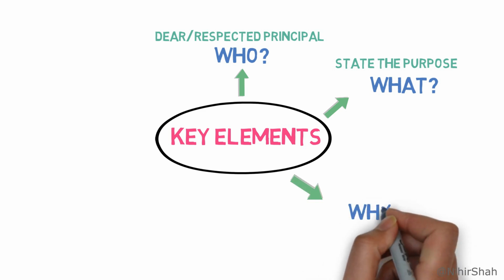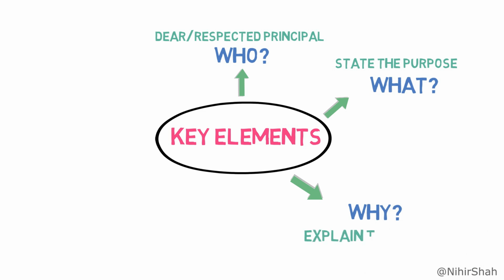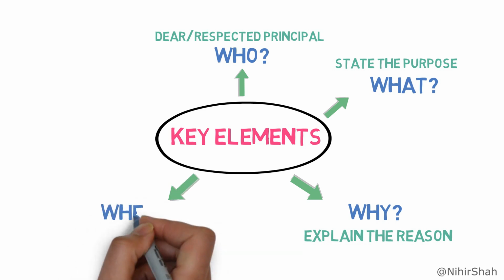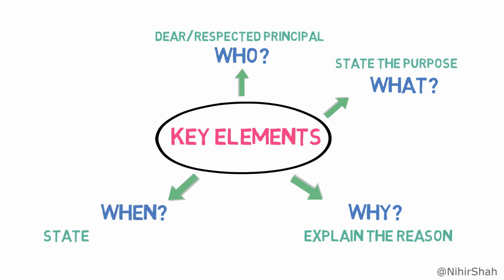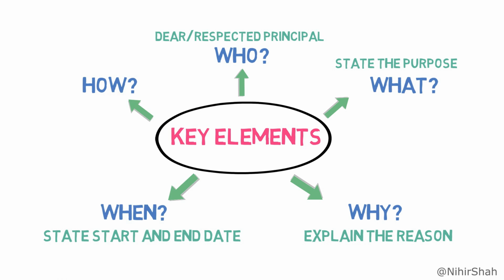Number 3, why. Explain the reason you want the leave in detail. Number 4, when. Clearly mention the start date and end date of your leave. And number 5, how. Describe your plan for handling your responsibilities during the absence, such as making up for missed assignments and providing a medical certificate upon your return. So these are the things that you must add while writing a sick leave letter.